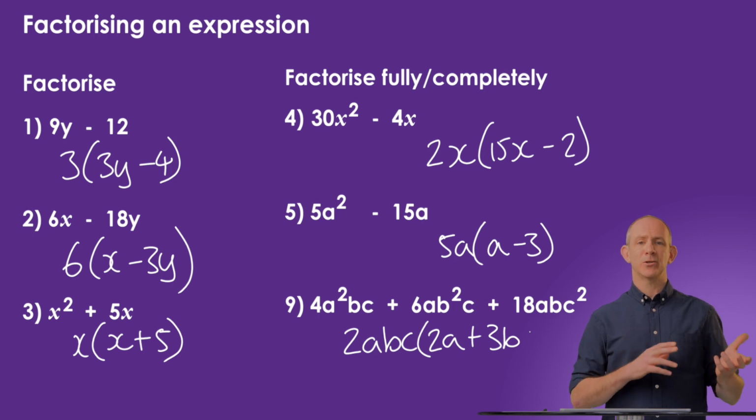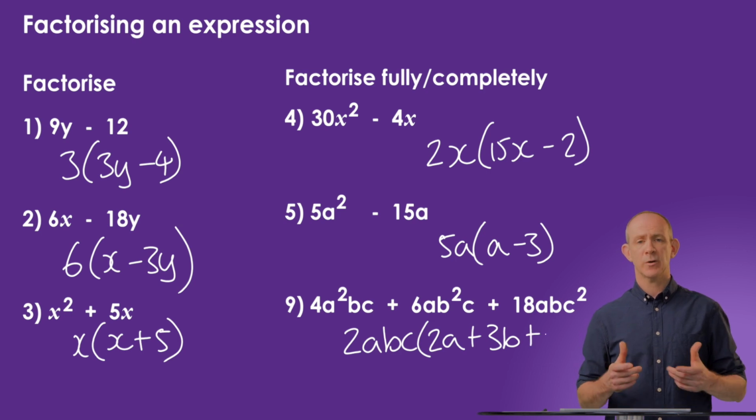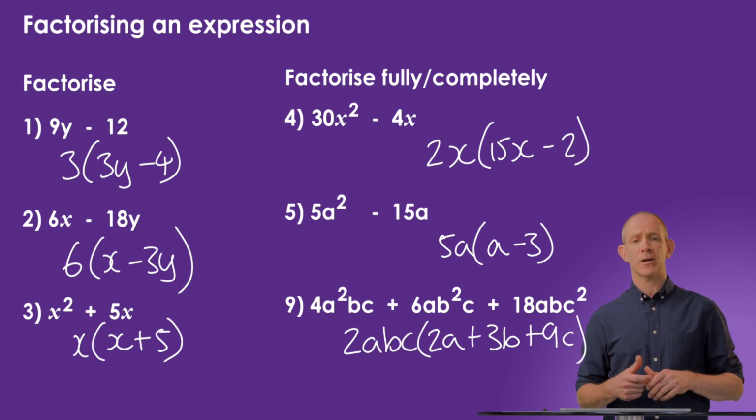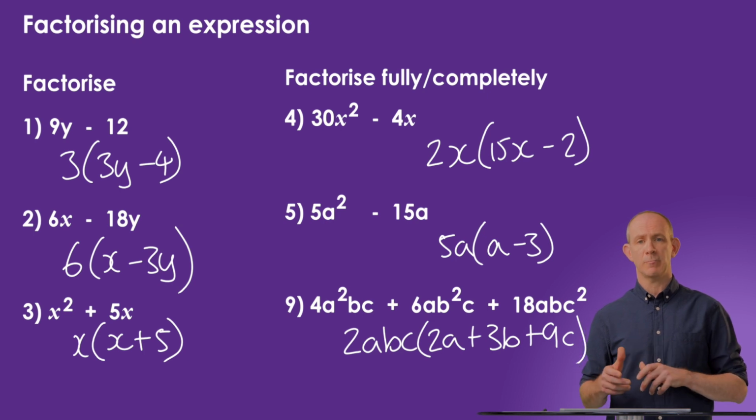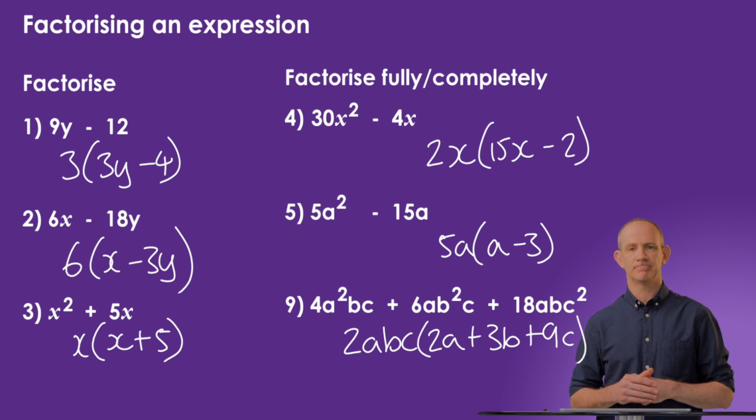Lastly, what would I multiply the 2 by to get 18 would be 9. And what would I multiply the c by to get c squared would be 9c. So we end up with 2abc brackets 2a plus 3b plus 9c. So that's the answers for these problems.